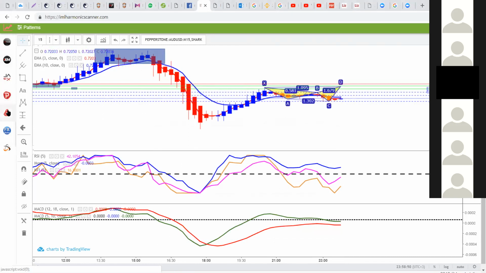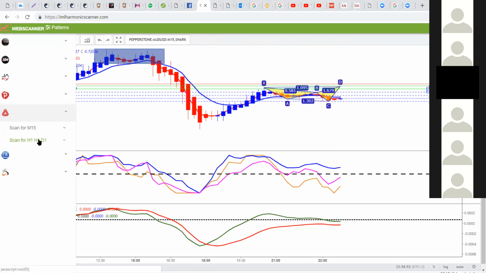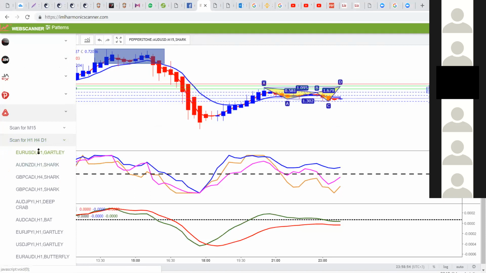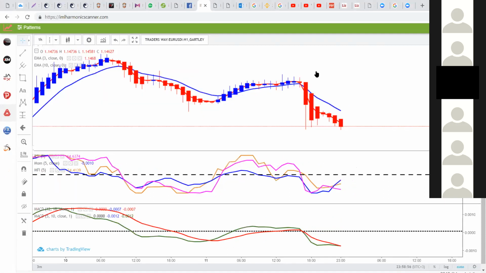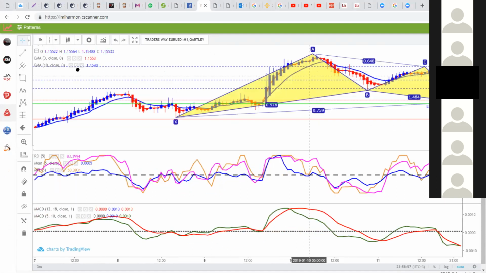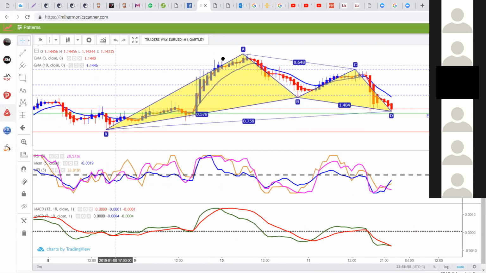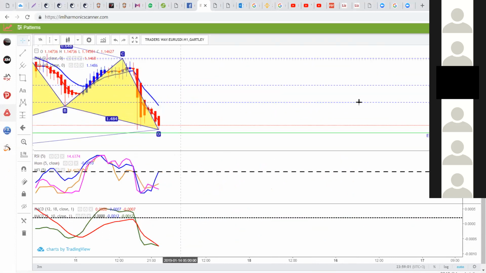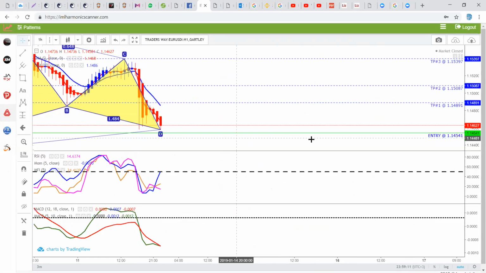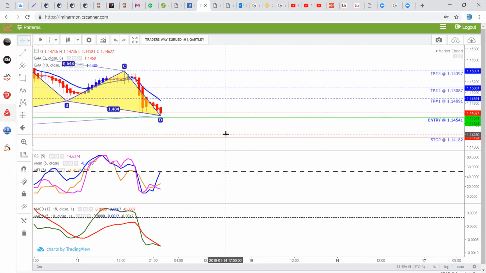Guys, let's look at examples. Let me scan for 1 hour. Euro USD. Now, Harmonic scanner is calling a buy here. Why? Because the entry is at the base. So it's calling a buy. This is your entry. This is your stop loss.